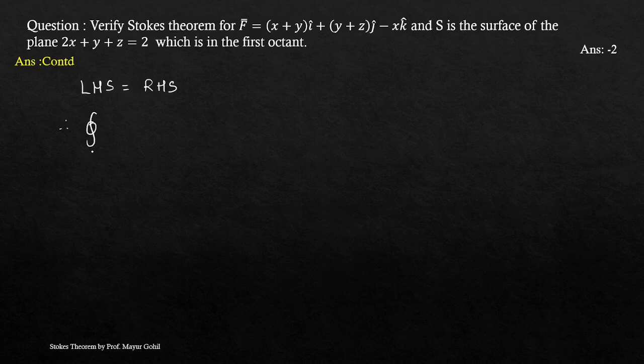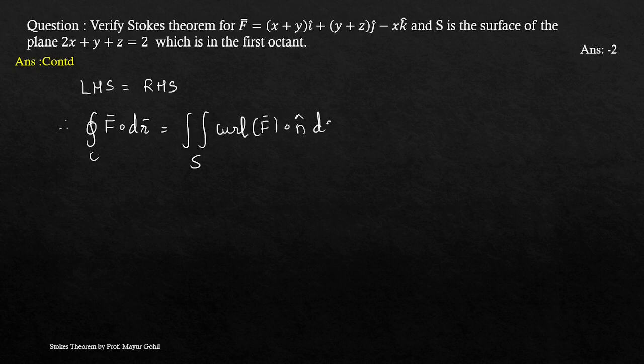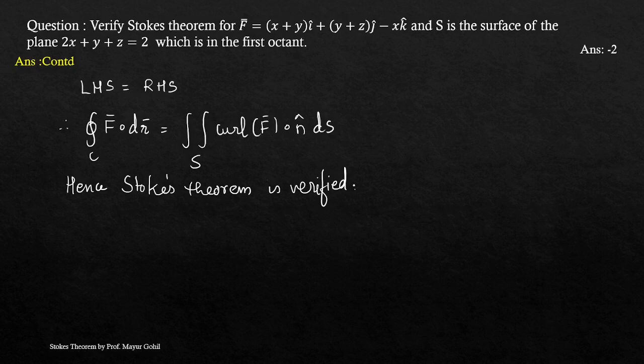Therefore over here we get the closed integral C of f bar dot dr is equal to curl f bar dot n hat ds. Okay, hence we can now write that Stokes theorem is verified. It was a very lengthy sum to understand, but it has many factors inside it which will help you to go through the entire procedure.